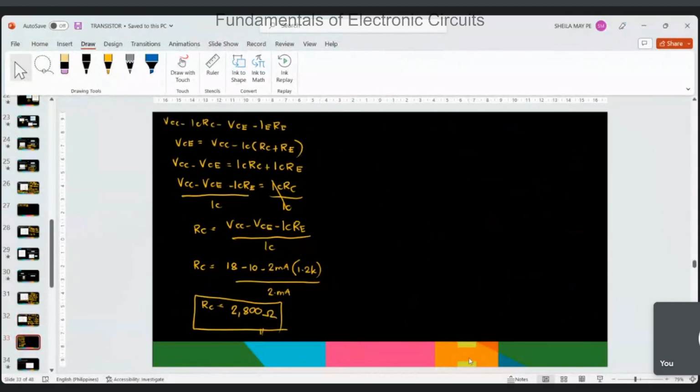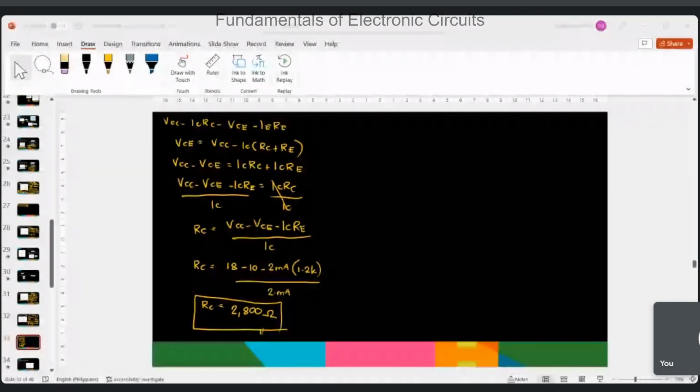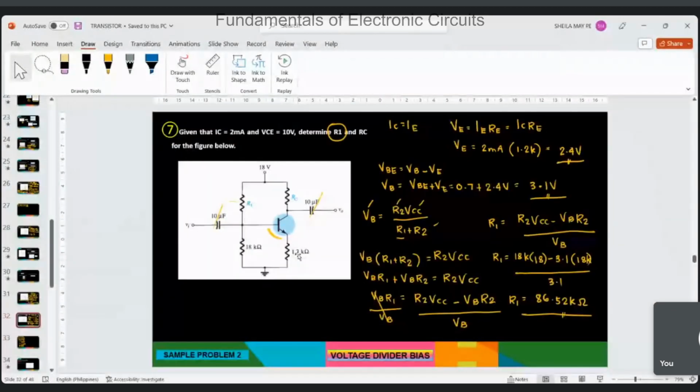Okay. So, are you still there? Yes, miss. Okay. So, in here, pagpangita sa itong RC, we're gonna use the loop for our here. VCC, ICRC, VCE, IERE. Okay. That one.